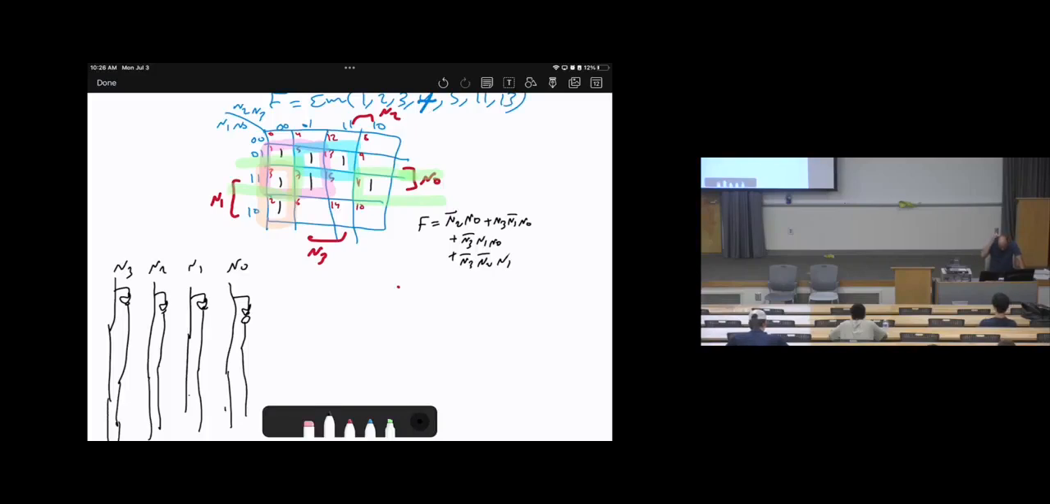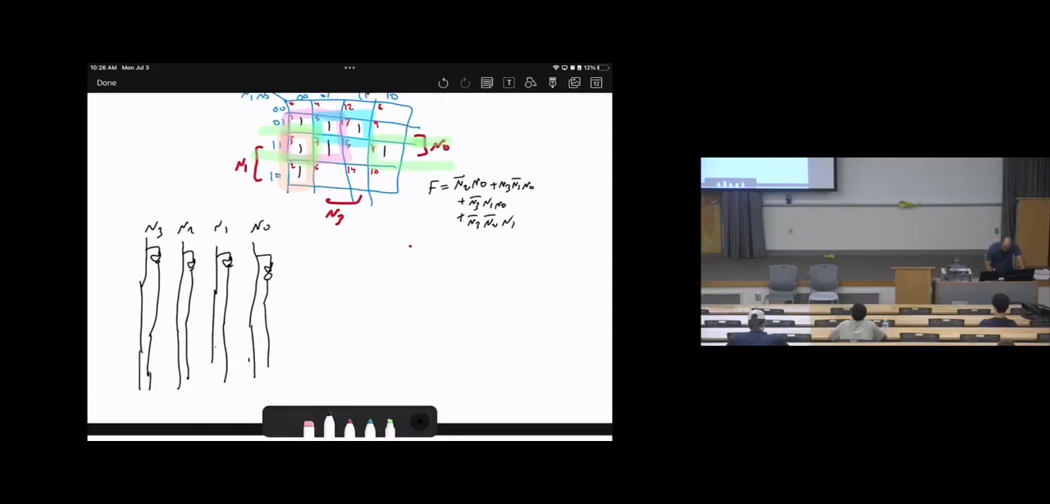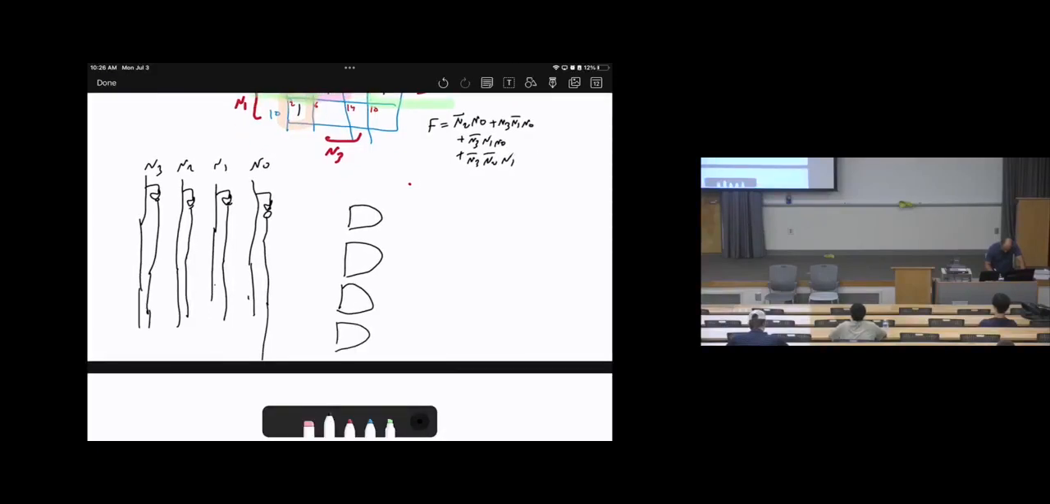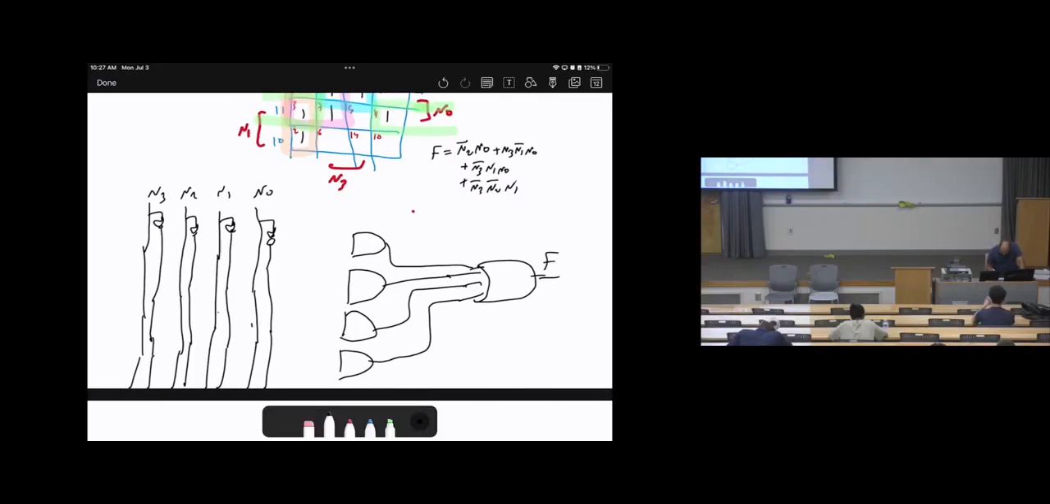Okay. Now we have 1, 2, 3, 4 AND gates. Then they will be connected with an OR because it is sum of products, to get the function f. Okay, so the first one will be with N2 bar N0.